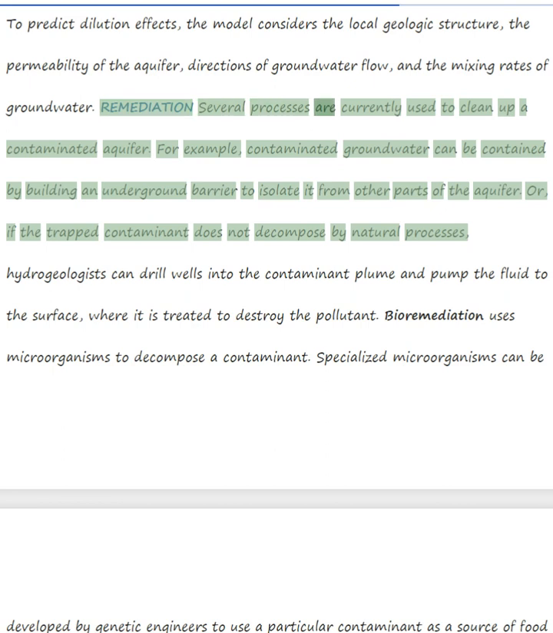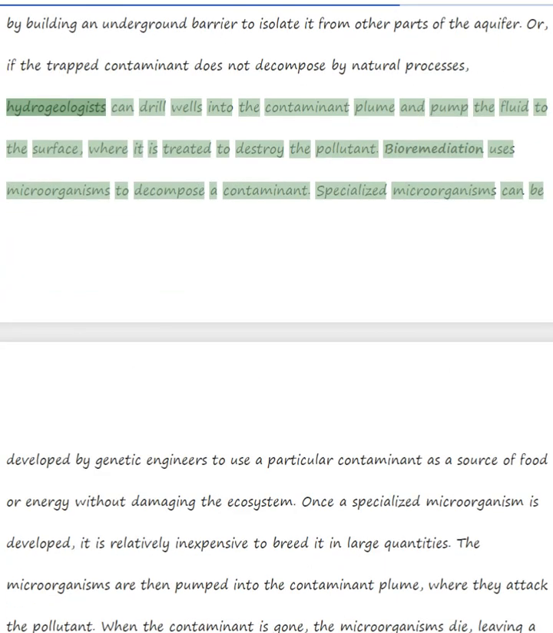Remediation. Several processes are currently used to clean up a contaminated aquifer. For example, contaminated groundwater can be contained by building an underground barrier to isolate it from other parts of the aquifer. Or, if the trapped contaminant does not decompose by natural processes, hydrogeologists can drill wells into the contaminant plume and pump the fluid to the surface, where it is treated to destroy the pollutant. Bioremediation uses microorganisms to decompose a contaminant.